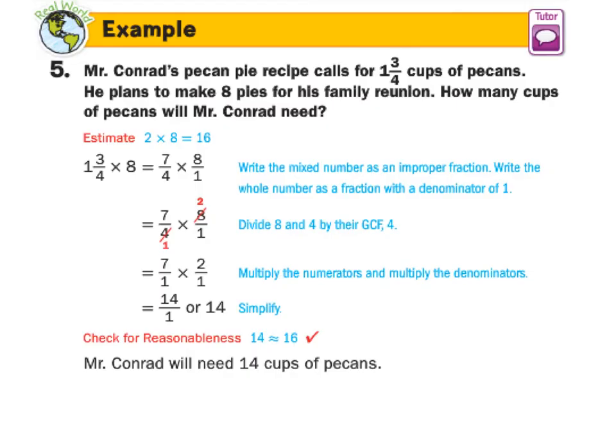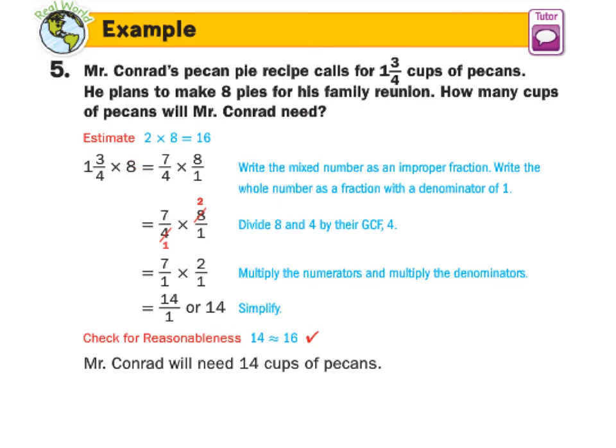So another story problem. Mr. Conrad's pecan pie calls for 1 3/4 cup pecans, and he plans to make 8 pies for his family reunion. How many cups of pecans will he need? Well, we're going to take 1 3/4 times 8.